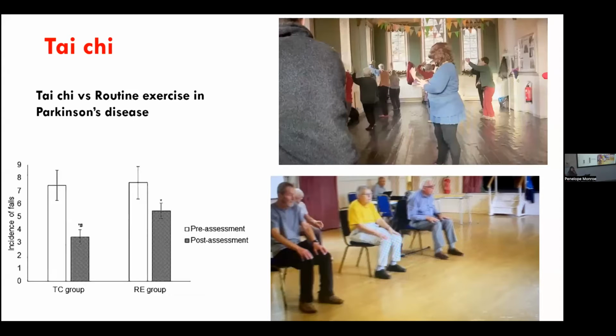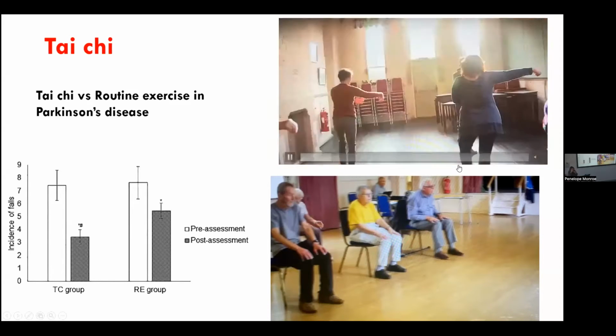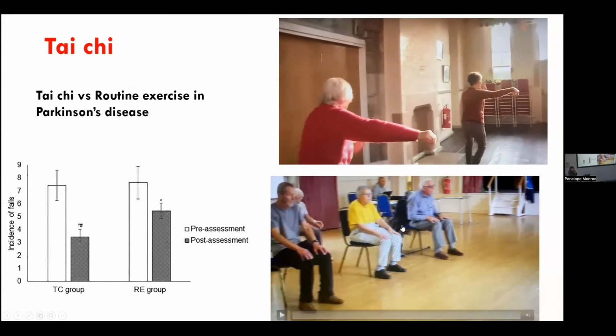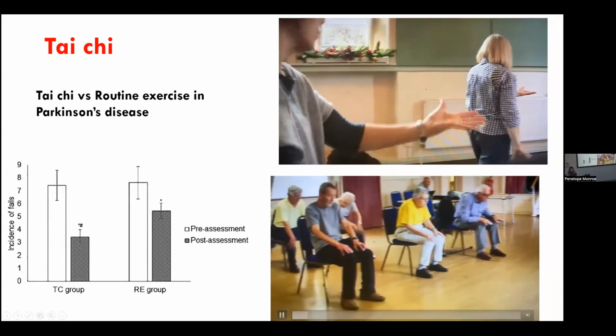So Tai Chi, this is one of my favorites. So versus routine exercise, Tai Chi is much more superior, about half more in fall prevention. So I tell all my Parkinson's patients to do some Tai Chi. And this is a group of patients with Parkinson's doing Tai Chi. And if you can't stand and do Tai Chi, you can sit and do Tai Chi.